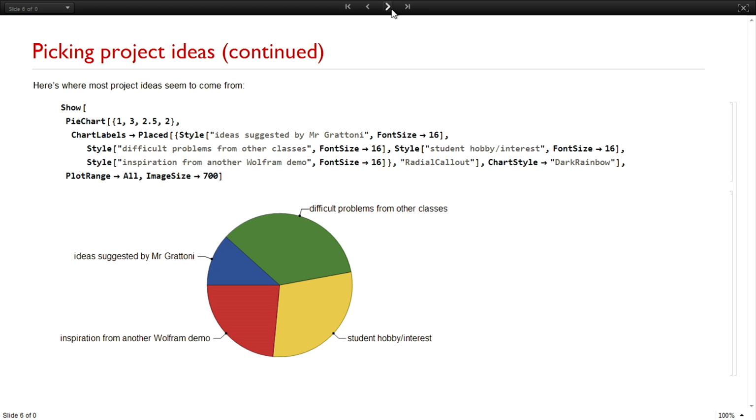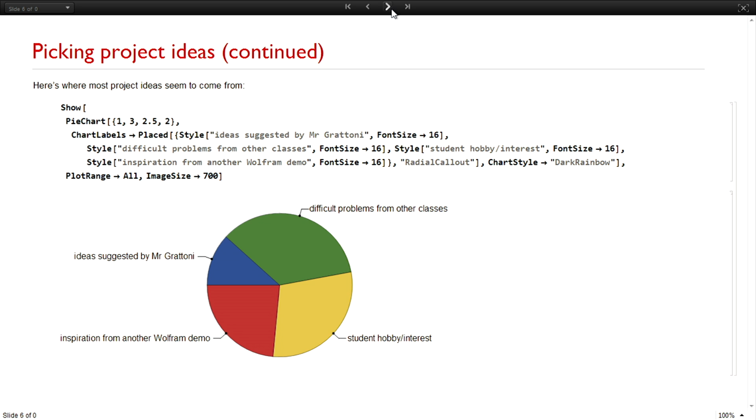And I'm gonna wrap up soon, but in terms of picking project ideas, the ideas that I suggest usually are last place. Sometimes a student will see a project that I suggest and be like, oh yeah, I'll do that. Usually it's something that they saw in a different class, a difficult problem from physics, for example, that they're like, oh, I can make a demo of this.